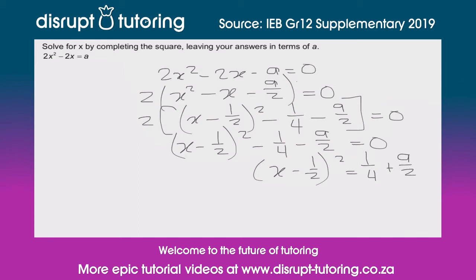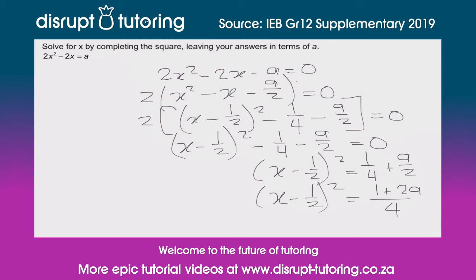All right, fantastic. I would like to simplify the right-hand side before I get into the nitty-gritty at the end here. So what I'm going to do is find the lowest common denominator, which is 4, so that's going to be 1 plus 2a over 4. Okay, so that makes it a little bit easier to work with.